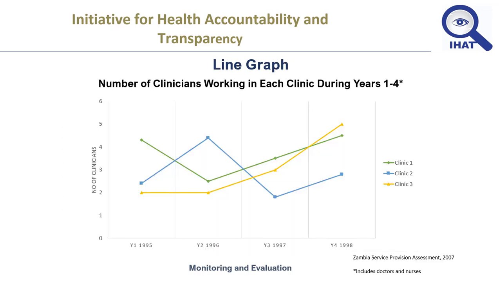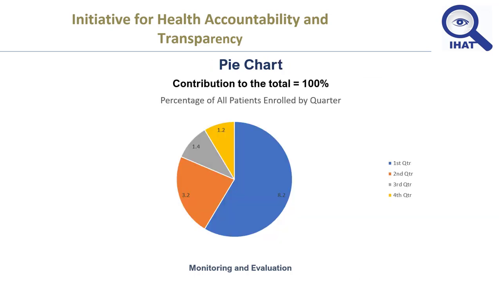This is a line graph which is showing the number of clinicians working in each clinic during years 1 to 4 of a particular project. You can see Site 1, Site 2, Site 3. There is a pie chart which shows contribution to the total, that is 100%. Percentage of all patients enrolled by quarter, you can see there.